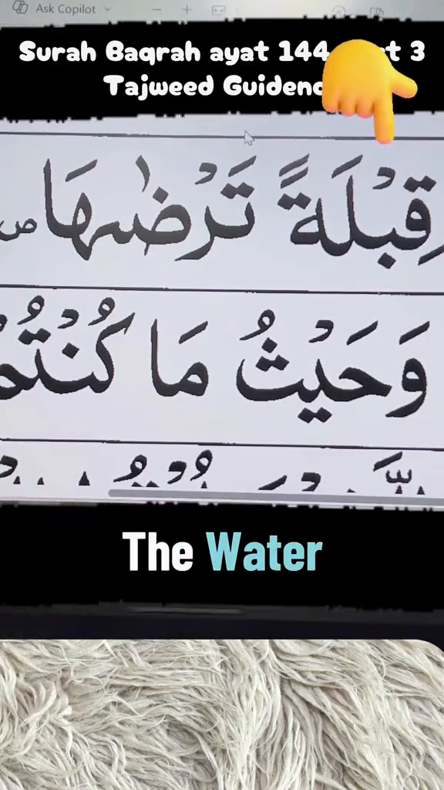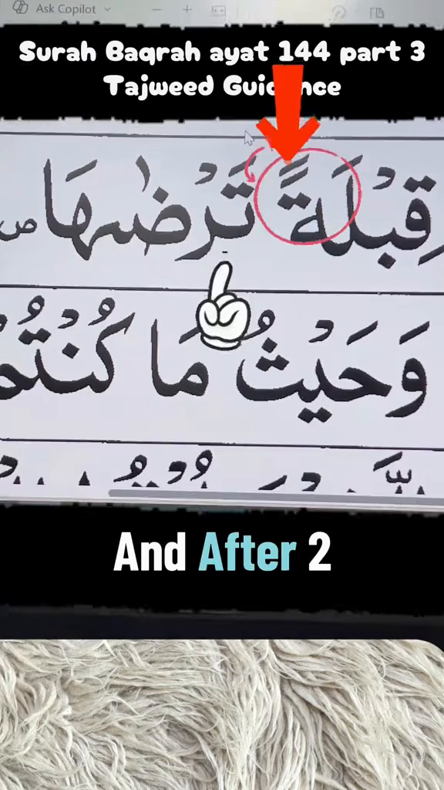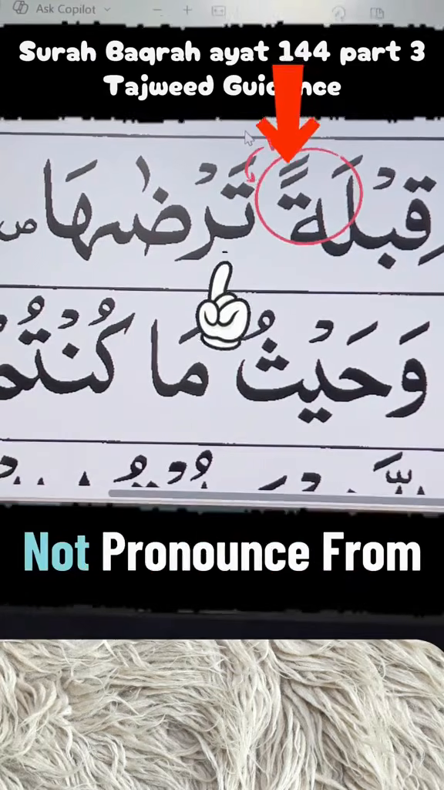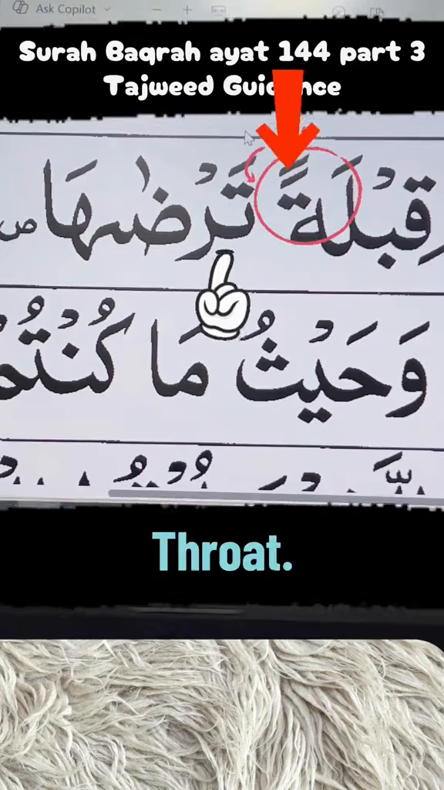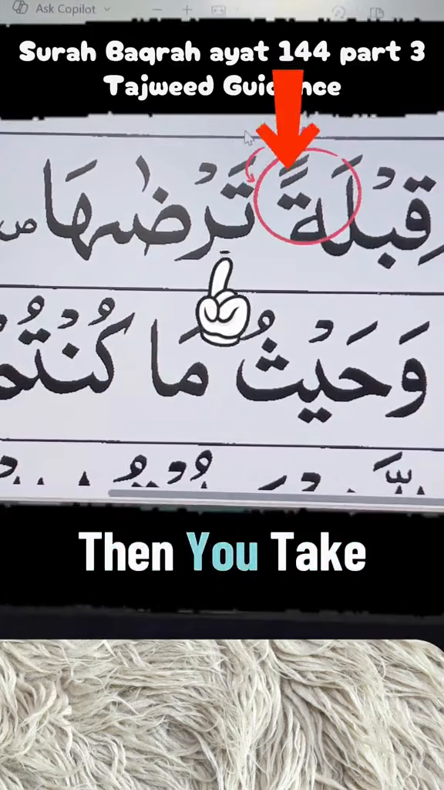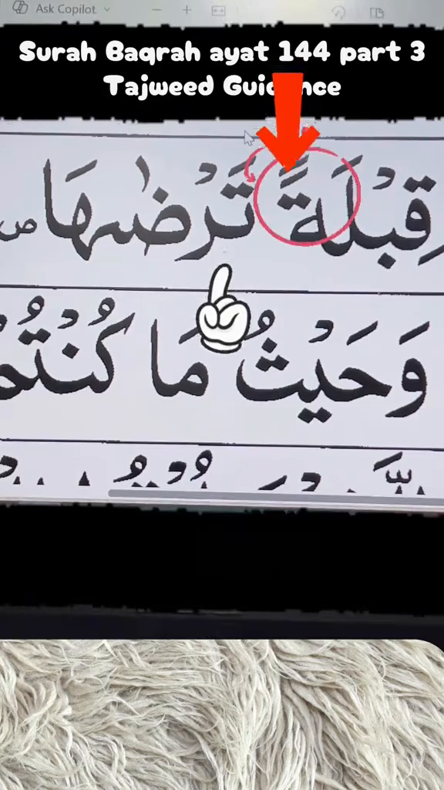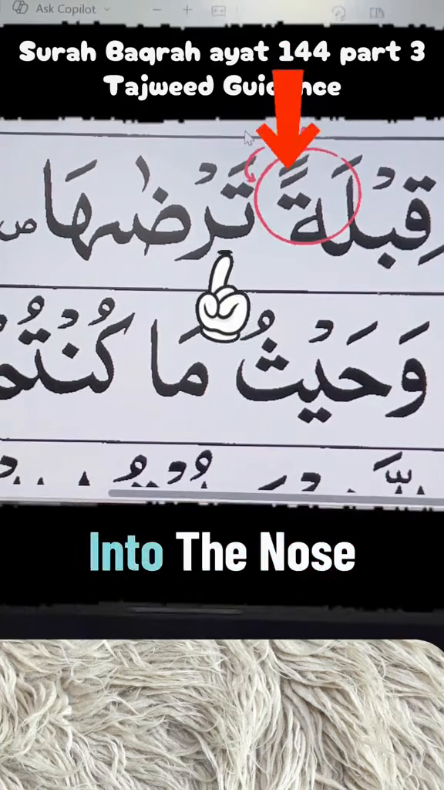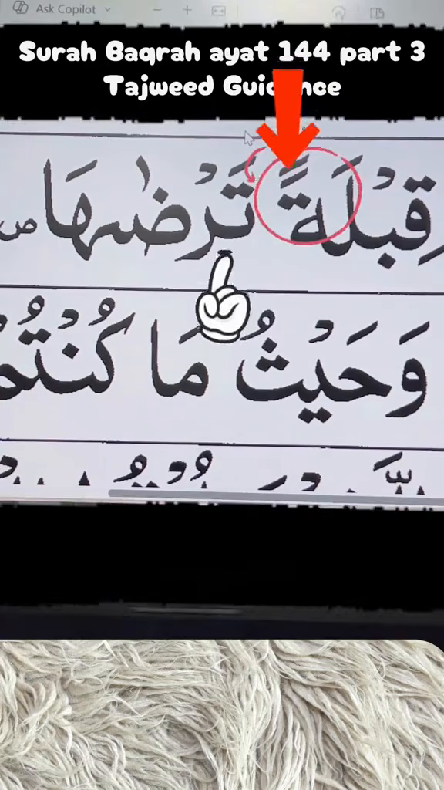قبلة ترضاها. So قبلة contains an ikhfa rule. When after two fatha, two kasra, two dhamma, if the next letter is not a halaki letter, not pronounced from your throat, hamza ha, ain ha, ghain kha, pronounced from your throat. So if there is a non-halaki letter, non-throat letter after tanween, then you take tanween sound into the nose and stretch up to one finger. So this is qiblatun. Hide the voice of two fatha and take it into the nose and stretch it up to one finger. Qiblatun tardaha.